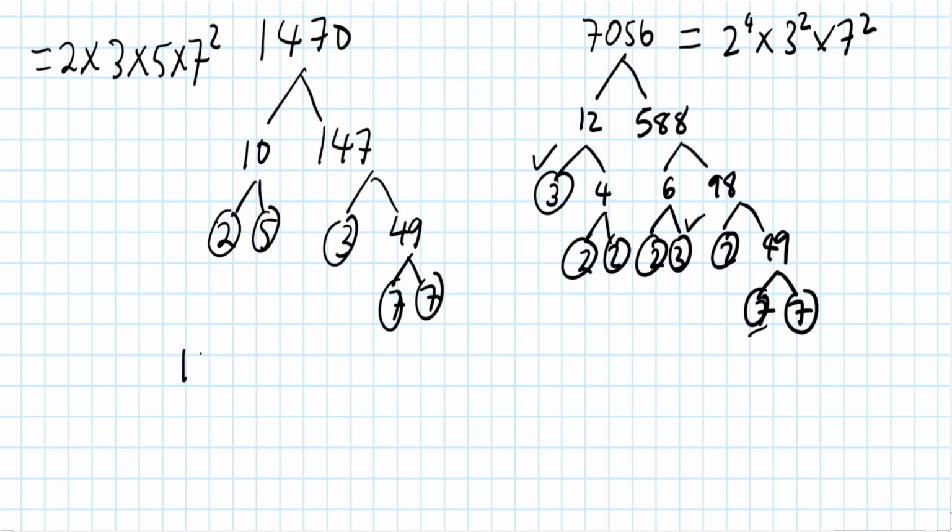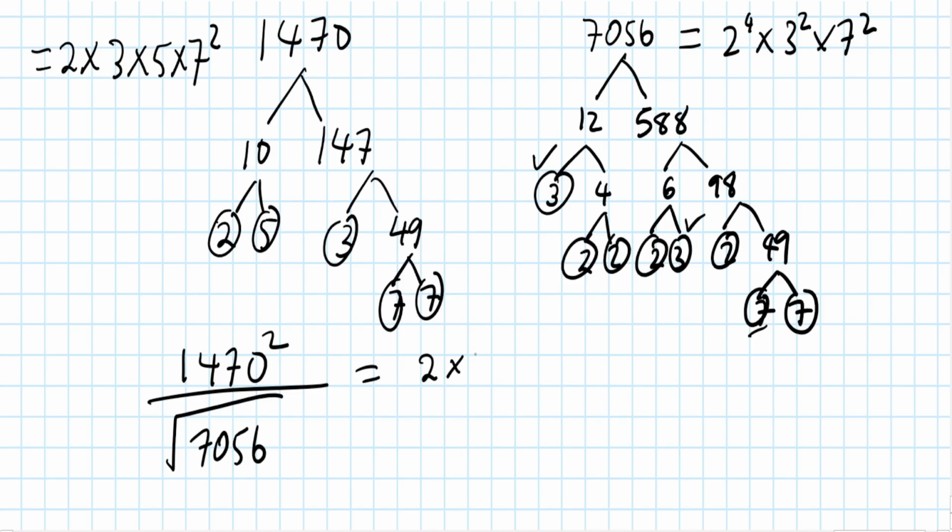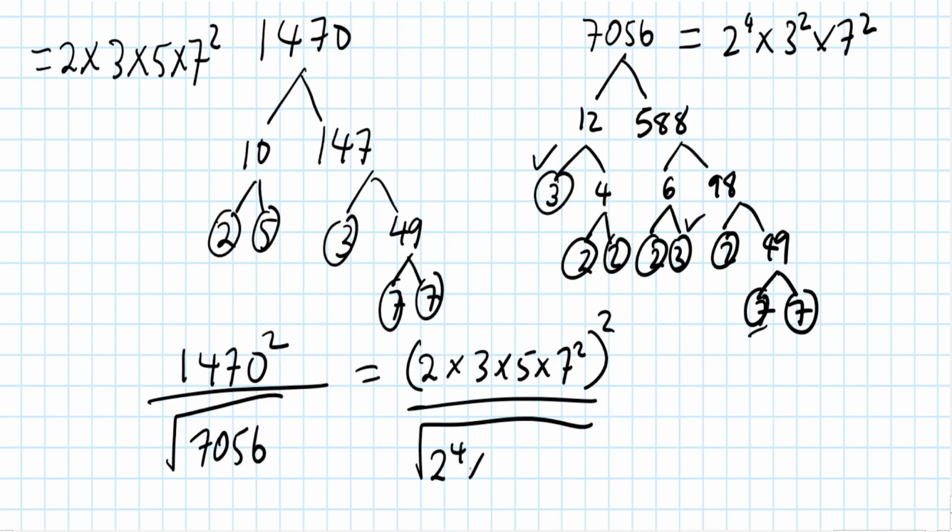So we said 1470 squared all over square root of 7056. So 1470 squared, we'll write 2 times 3 times 5 times 7 squared, then square this whole thing over square root of, obviously, 2 to the power of 4 times 3 squared times 7 squared. So if you square 2, it's going to give you 2 squared. Square 3, 3 squared. Square 5, 5 squared. So if you square 7 squared, it's going to give you 7 to the power 4.